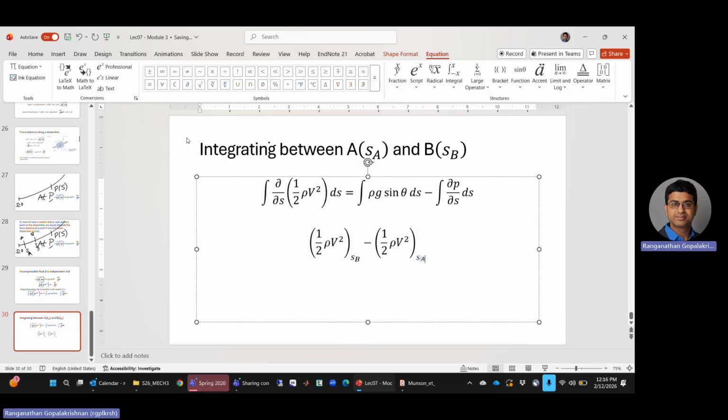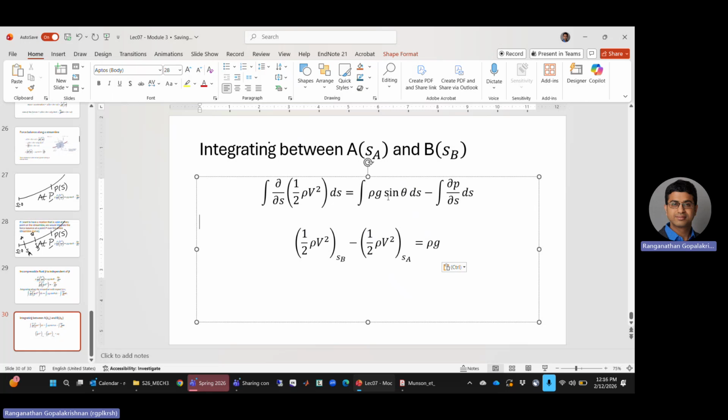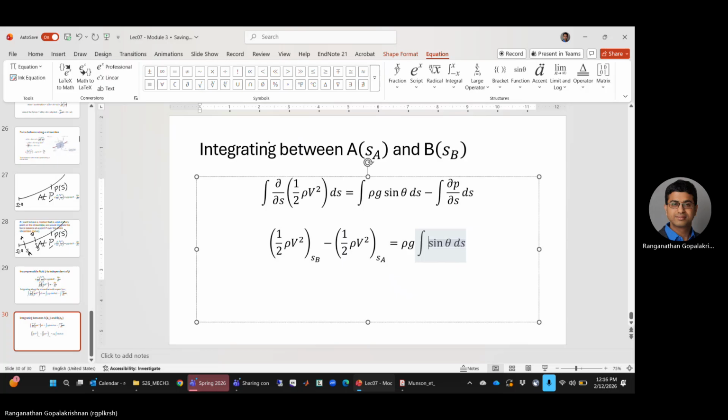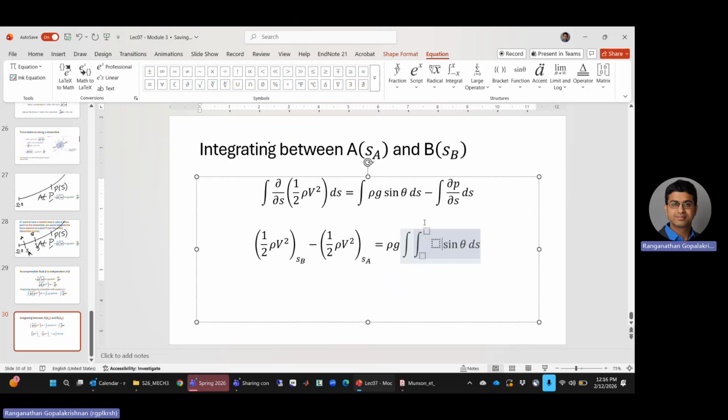Okay. What will be the second term? That will be rho and g, they don't change with sine theta. Sorry, they don't change with s. So what's remaining is the integral of sine theta ds, except we have to evaluate this between SA and SB.